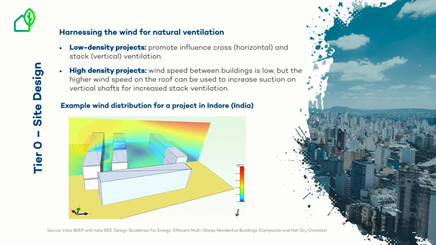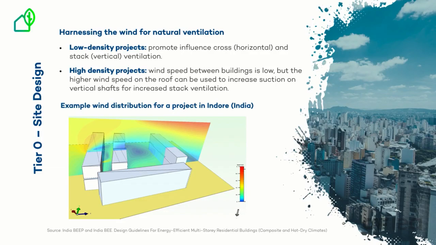The density of buildings on a site will influence the forces of the prevailing wind and affect which natural ventilation strategies will be most effective. Where there is a low density of buildings in an area, air will flow relatively freely through the buildings. In this case, it's possible to enhance cross-ventilation through spaces. In areas with high density of buildings, wind speed between buildings may be low. This would limit the effect of cross-ventilation.